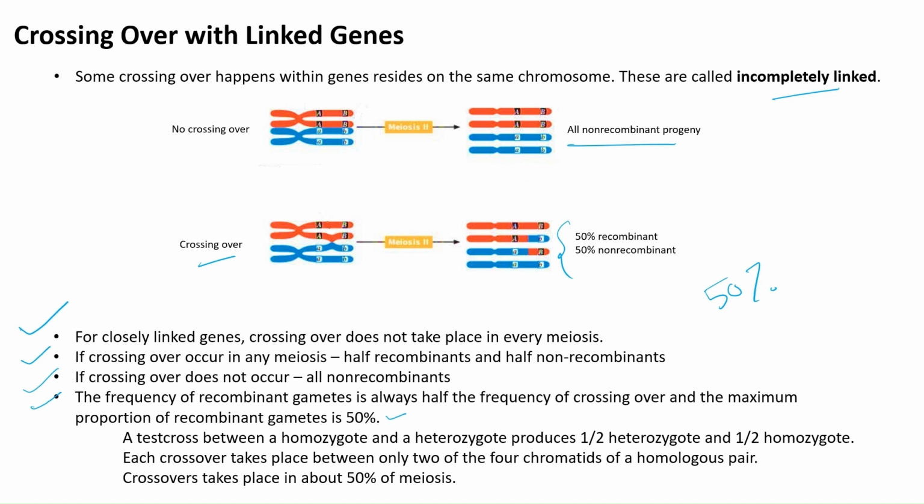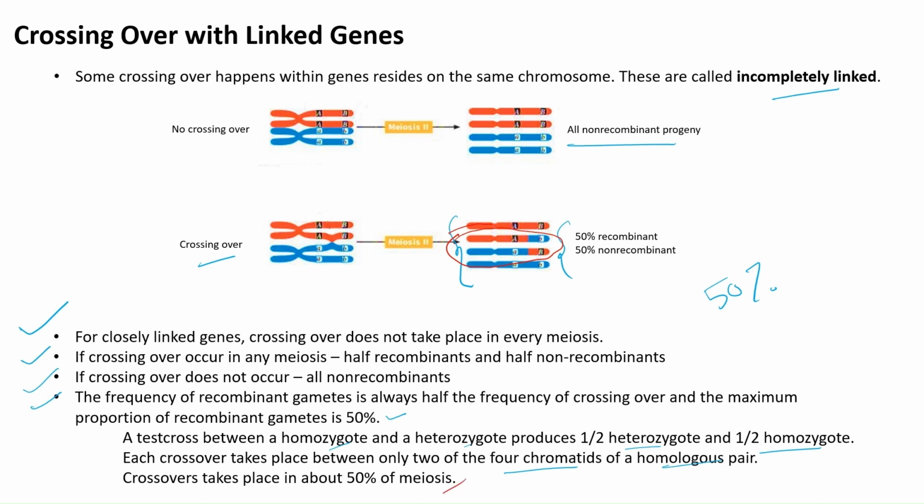Now, a test cross between a homozygote and a heterozygote will produce half heterozygote, half homozygote. We already saw this in the last slide. Each crossover takes place between only 2 of the 4 chromatids of a homologous pair. As you can see here, these are 4. 2 homologous chromosomes means 4 chromatids, right? Now the crossing over happened between these middle 2. So out of 4, only in 2 chromatids the crossing over happened. And the crossover takes place in about 50% of meiosis.